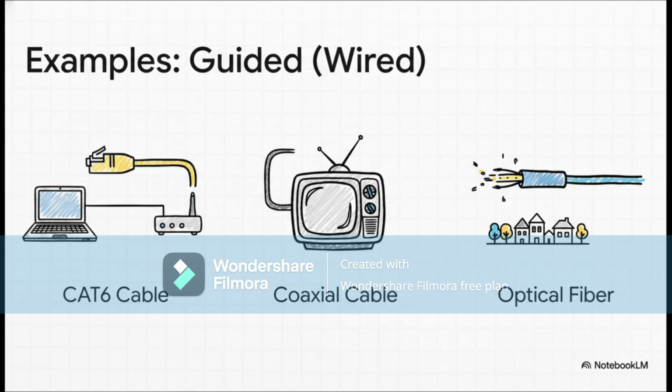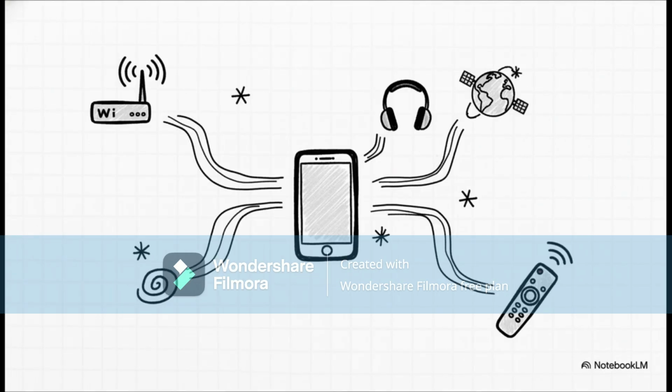So what does this stuff actually look like in the real world? Well, guided media includes things like that Ethernet cable you plug into a computer for super fast internet, the thick coaxial cable that connects to your TV, and the amazing optical fiber that brings high-speed internet to whole neighborhoods. And examples of unguided media? Oh, they are everywhere. You use this stuff all day, every day. We're talking about the Wi-Fi from your router, the Bluetooth connecting your headphones, the satellites that make GPS work, and even the invisible infrared beam from your TV remote.